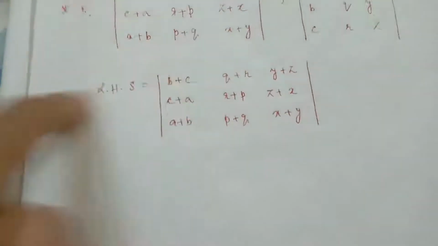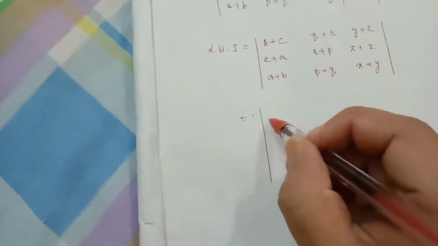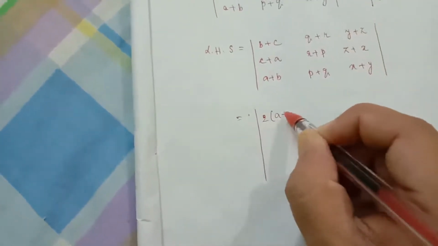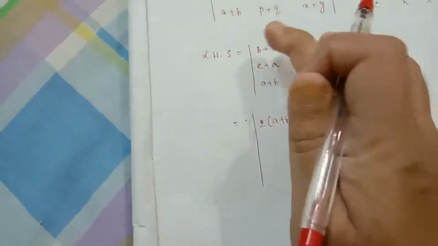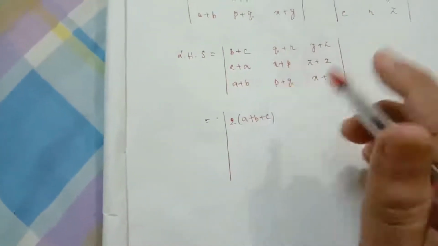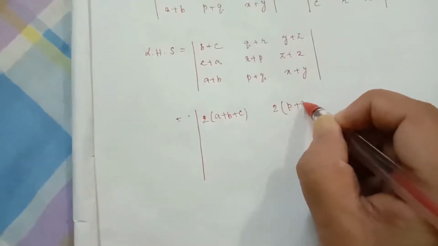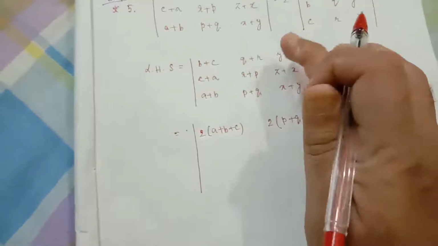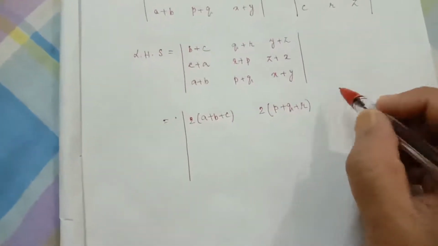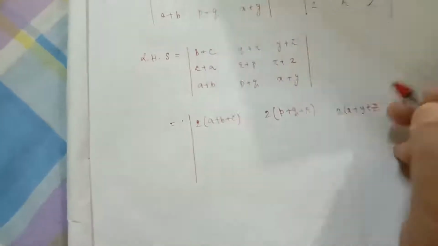If we add these three, the first row will become twice of A plus B plus C. Then it will become twice of P plus Q plus R. And we will get twice of X plus Y plus Z.